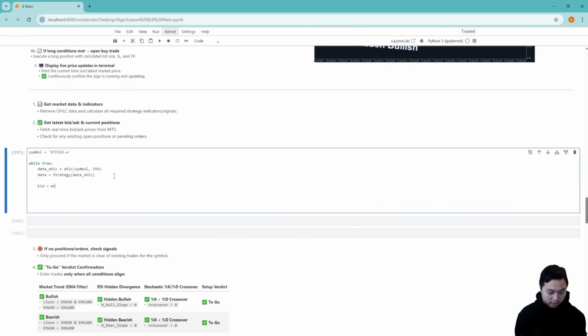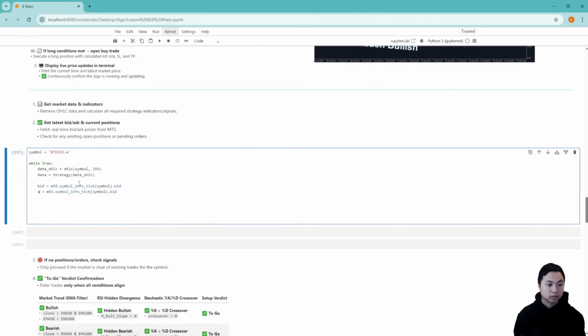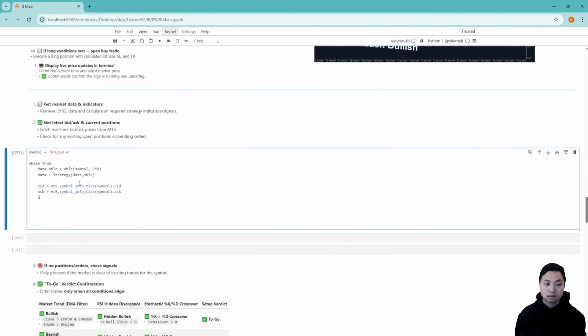And then the second step is that we would like to get the latest bid and last price, and also see the current positions. So we're going to use the symbol info tick function for the symbol, capture the bid price, and for this one, we capture the last price. Then the latest price is just the mean, which is very close, so we can take it as a reference.